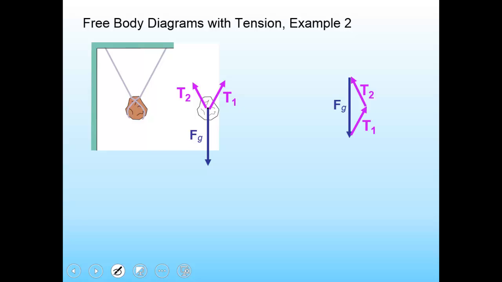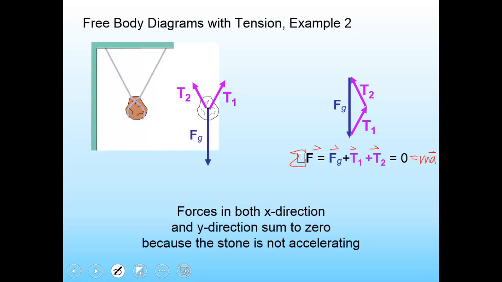We can do the same thing again, where we can draw them head to tail and show that they must sum to 0, and that's equivalent to saying that the sum of the forces is equal to 0, because that's equal to ma. And again, I'm going to add these little vector signs over top of all of these. In all of these cases, we know that the forces in the x direction are 0 and the forces in the y direction are 0 because we're not accelerating in either direction.